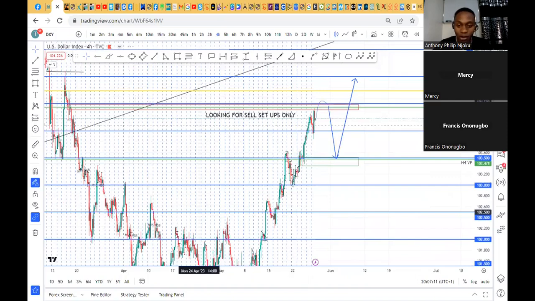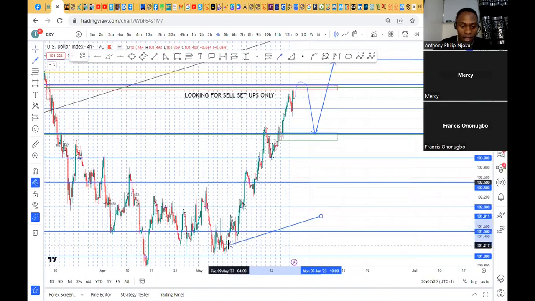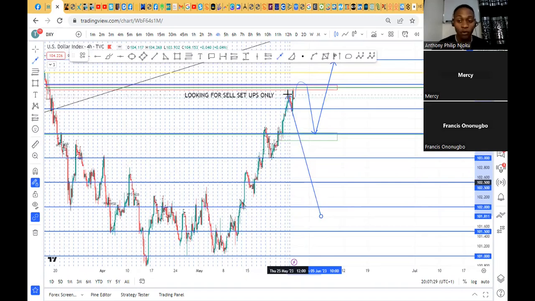So this is for DXY, the strength of the dollar. I told you guys that DXY is going to get strong as at May. And you can see here, DXY was impulsively moving up all throughout May. So it is the last week of May and a new week of June.